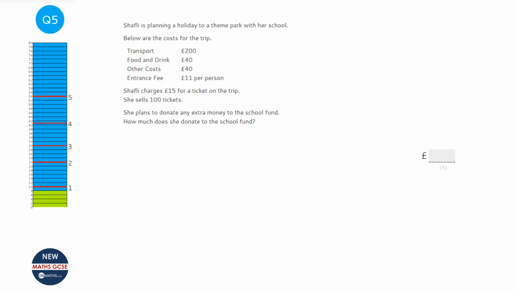Okay, so this seems quite a complicated question, but it's one of those questions that if you break down, each step is a little bit easier than you think. So the first thing I would do is I would work out how much money that Shafi is making. So she's charging £15 a ticket and she sells 100 tickets. So it's going to be 100 times 15, which is going to be 15 with 2 zeros. So that's the amount of money she's making.